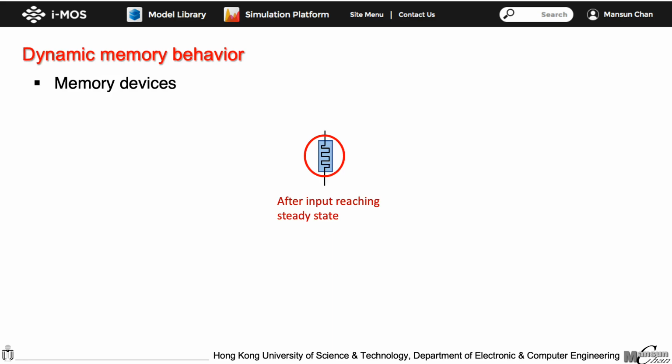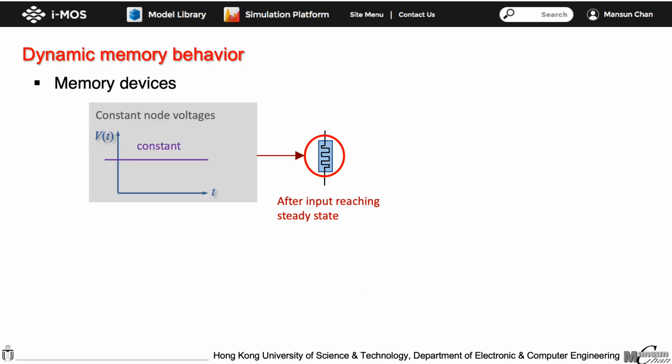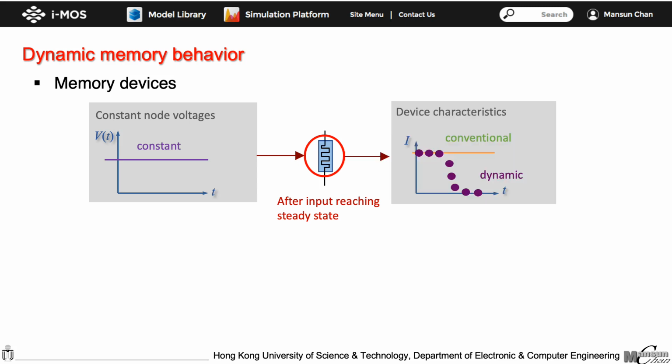However, it is not the case for a memory device. It is because a constant voltage may result in the accumulation of energy over time and eventually change the structure of the device. For example, in an RRAM, a filament can be formed when a given voltage is applied for a long enough time. The change in device structure will lead to a change in the terminal current even though the input voltage remains unchanged.